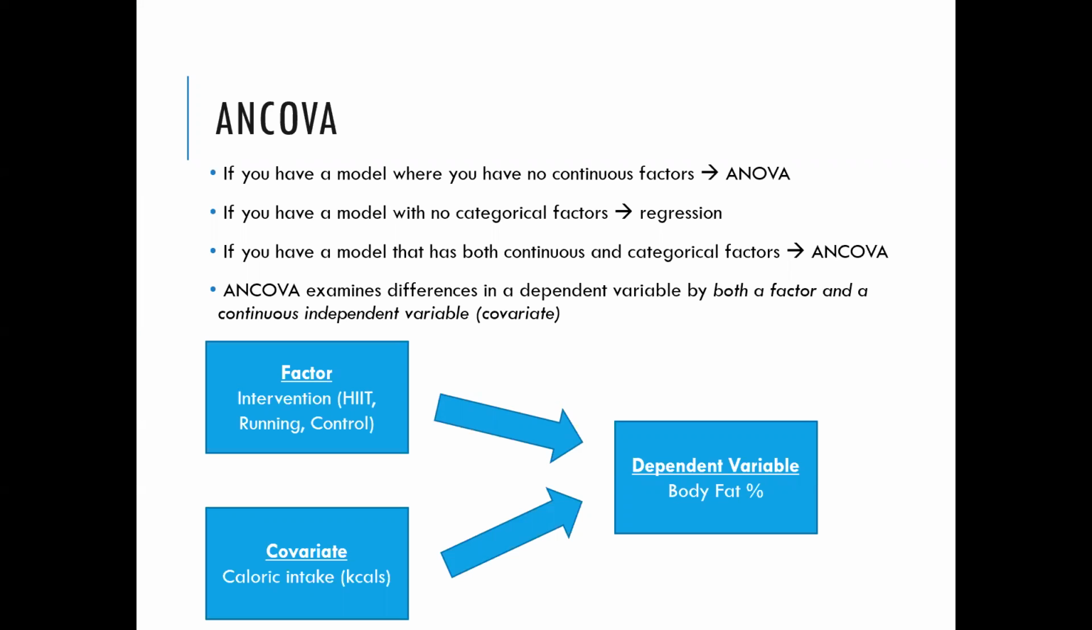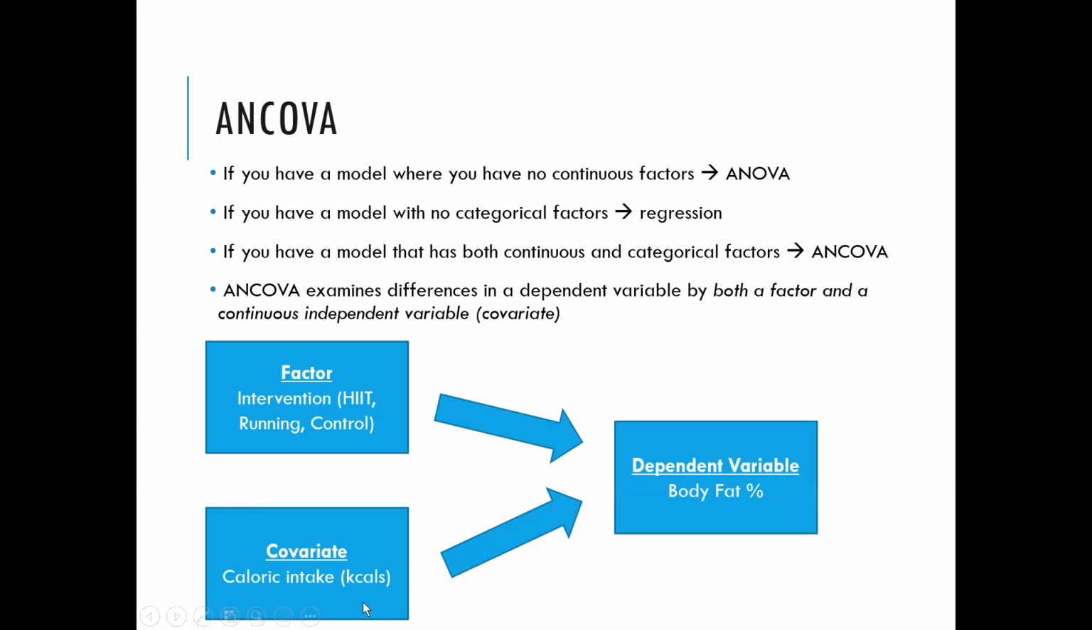But what if you have a model that has both continuous and categorical factors? Then we would be using analysis of covariance. So analysis of covariance, or ANCOVA, examines differences in a dependent variable, or our outcome variable, by both a factor and a continuous independent variable. So we're interested in the effect of the factor on our dependent variable, and we refer to this continuous independent variable as our covariate. Historically, it's also been referred to as a nuisance variable.